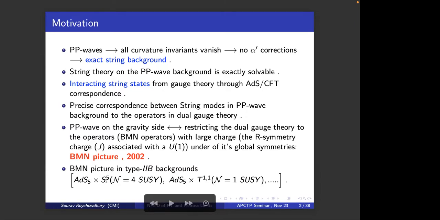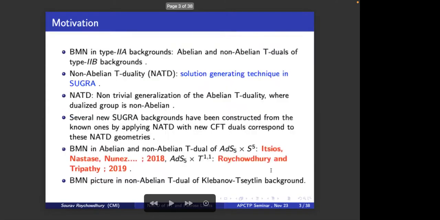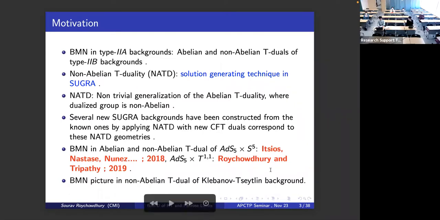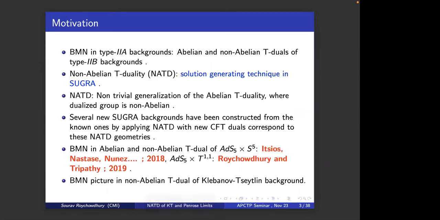supersymmetric case, AdS5 x S5. Then people did follow-up work for the least supersymmetric case, the Klebanov-Tseytlin background, as well as the fractional brane background, and so on. However, very recently, people have turned their interest to examining this pp-wave BMN picture in the T-duals of those type IIB compactifications.